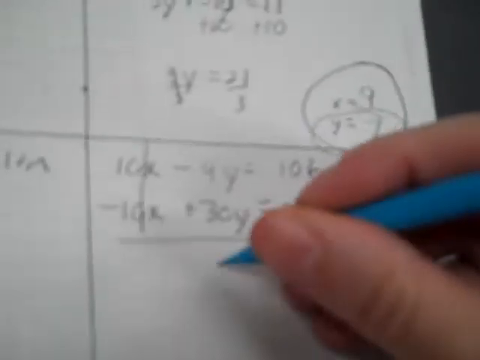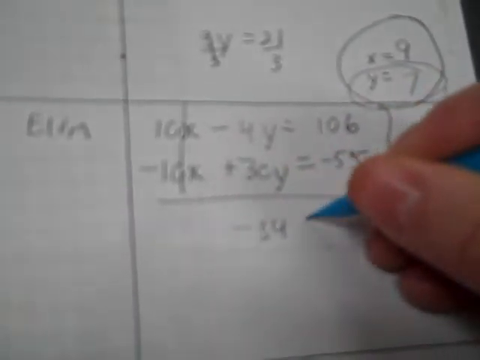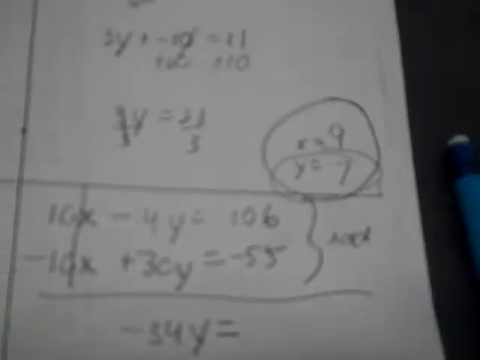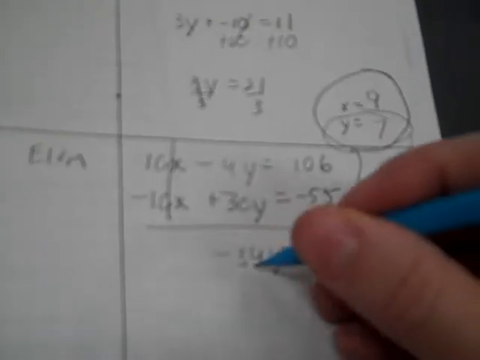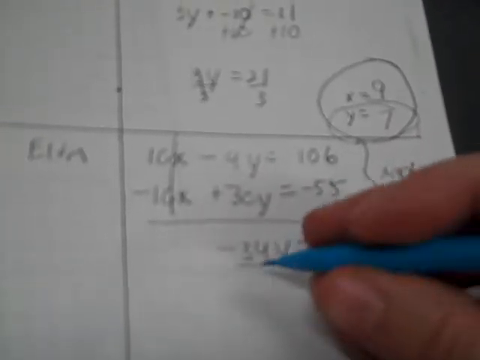So now I'm adding negative 4 to negative 30, and that's negative 34y. Then I add 106 plus negative 55, and that's 51. So now I divide by negative 34.